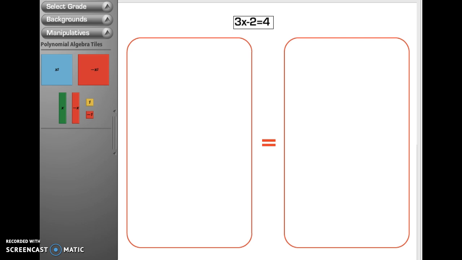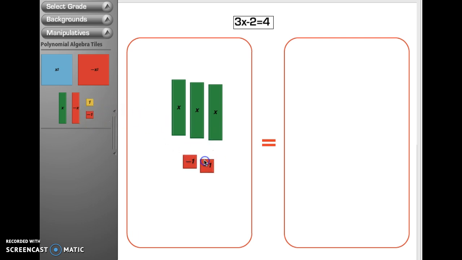So we have to solve first 3x minus 2 equals 4. I'm going to pull out 3x values onto my mat here. I was able to choose a background, and I chose the equals mat to set it up just as we had earlier in class. And 3x minus 2 is equal to 4. So bringing out 4 positives here. Our goal is to get x by itself, or figure out how many wholes go with our x value.